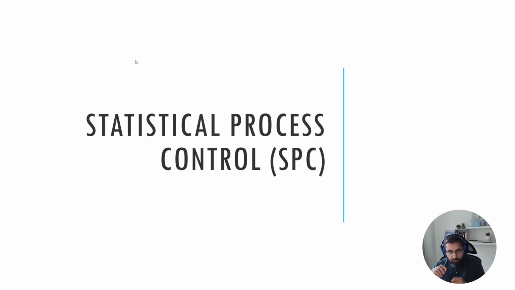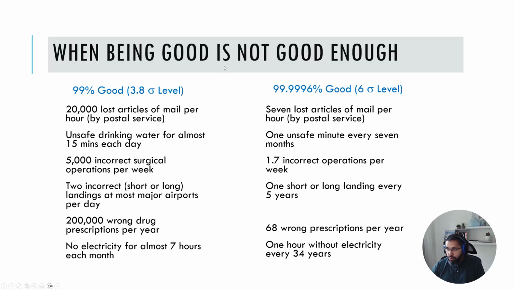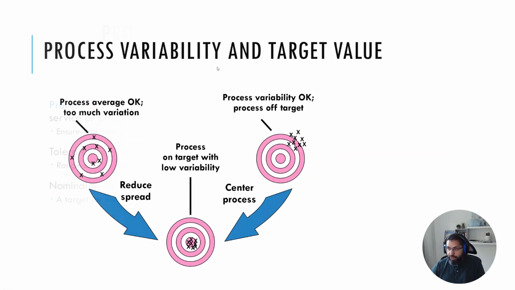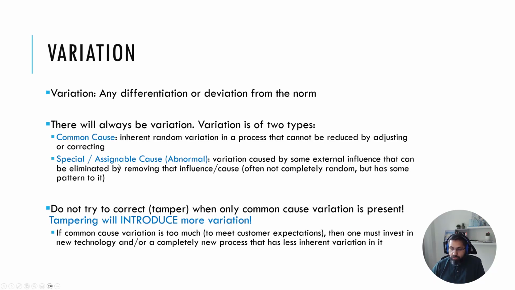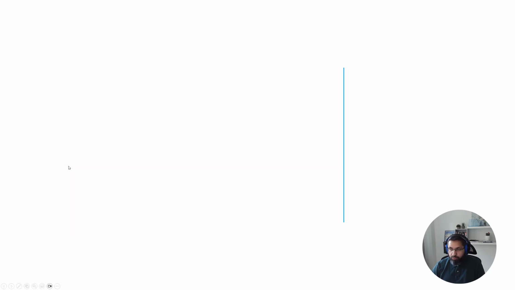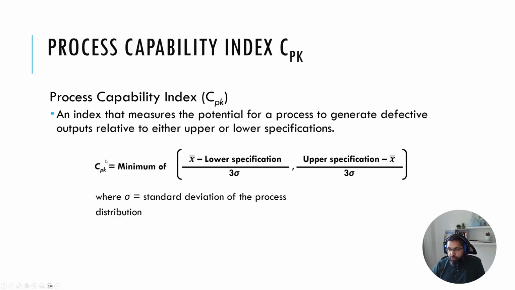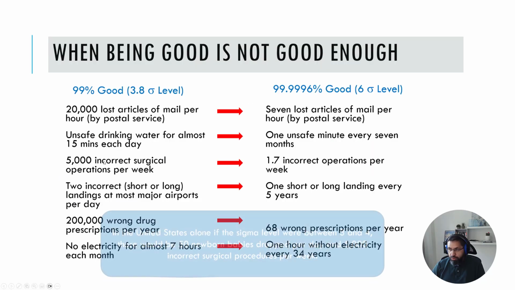Usually when that happens, there's some cause causing that to happen that's called a special or assignable cause. The variability caused by this cause is called assignable cause variability, or special variability, or abnormal variability. If we go back to our slide about variation, we talked about special assignable cause variability. So whenever something is causing variability that should not be there, we want to detect that, and that's what we're going to do with statistical process control. Okay, so let's get into this topic.